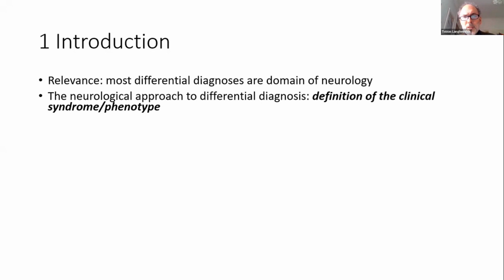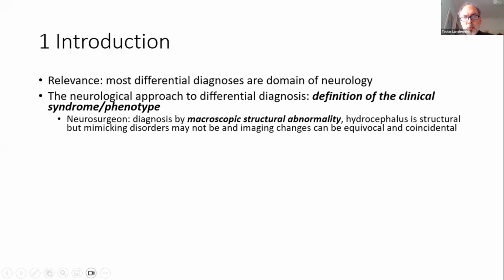Now, the neurological approach, and I think it's not any different for the neurosurgeon, is the definition of the clinical syndrome, the phenotype. Now, there is probably a difference in that neurosurgeons can rely, due to the nature of their specialty, more on macroscopic structural abnormalities. So you need to see something on the scan. But I'd like to highlight that whilst hydrocephalus is a structural problem, it certainly can be mimicked. Imaging changes often are equivocal, and they may even be coincidental.